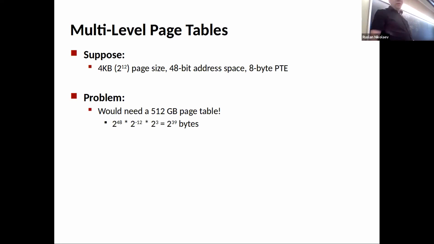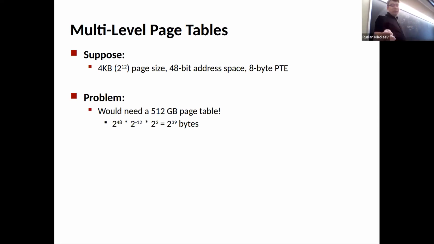So what are we going to get? 2 to the power 48 divided by 2 to the power 12, or multiplied by 2 to the minus 12, so by the page size, and multiplied by 2 to the power 3, which is 8. It's the same thing that we did just now, but in a single step. So we get 2 to the power 39 bytes, which is like a 512 gigabyte page table.